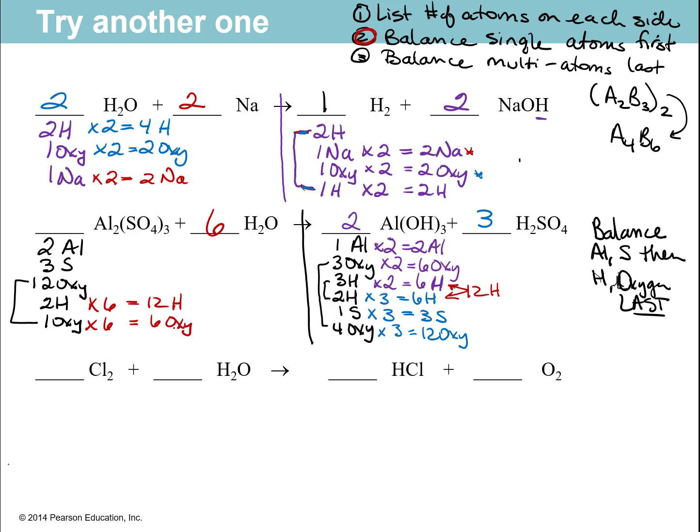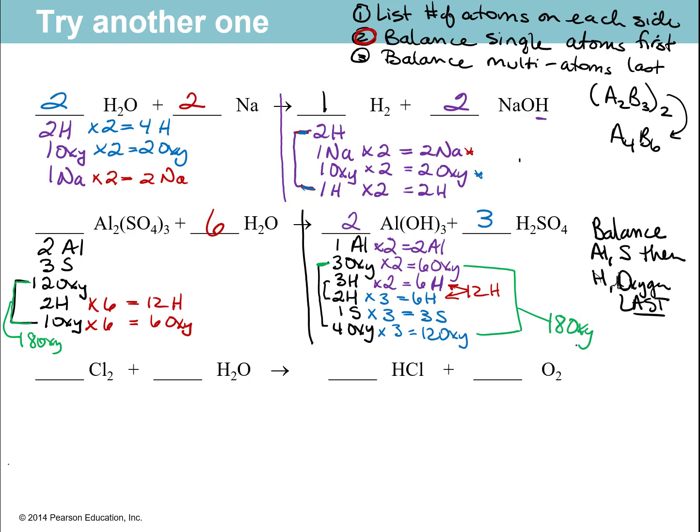Now you go back. Is the aluminum still balanced? Do you see 2 and 2 on both sides? Sulfur, is it still balanced? Yep. Hydrogens are now 12 and 12. So now you have to balance the oxygen. How many oxygen total on the left? I have 18. Now let's find them on the right. How many oxygen total on the right? 18.